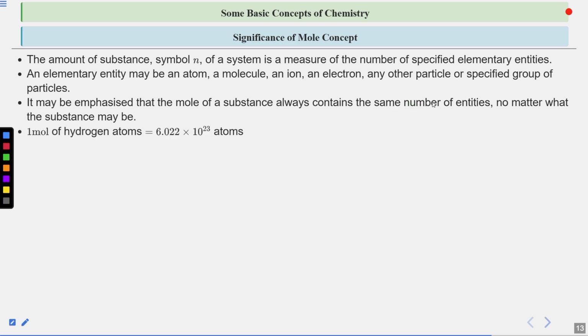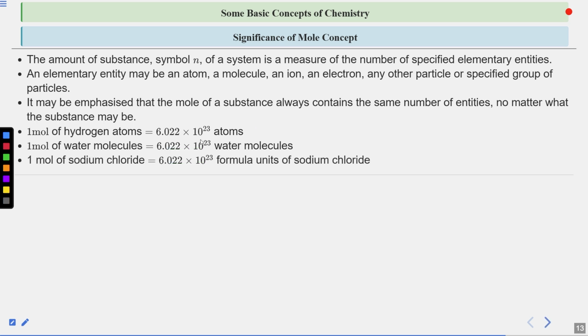Like if we are saying that we have 1 mole of hydrogen atoms, then we will have 6.022 into 10 to the power 23 atoms of hydrogen. As simple as that. Similarly, if we are saying 1 mole of water molecules, then what do we mean? We are simply meaning 6.022 into 10 to the power 23 water molecules. So we are not focusing on the entity. We are just saying that if it is 1 mole, the count will always equal the Avogadro constant.